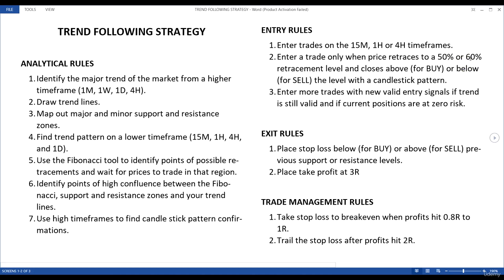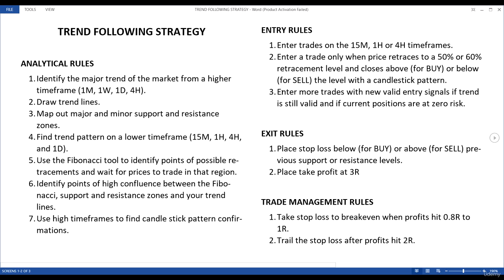So 50 or 61% retracement level and closes above, which is for buy, or below, which is for sell, that level with a candlestick pattern. Okay, so we have to see a candlestick pattern at that level, and you also have to see a candlestick pattern on an upper level.